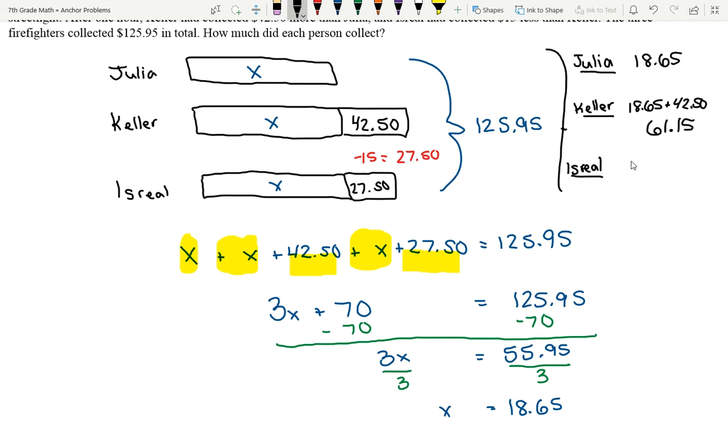And for Israel, a couple ways of going about this. I'm going to take this $18.65 and you can add $27.50, or you could take Keller's $61.15 and subtract 15. That's another way of getting there. But either way you take, you get $46.15. If you added those all up, you would get the $125.95 that they raised.